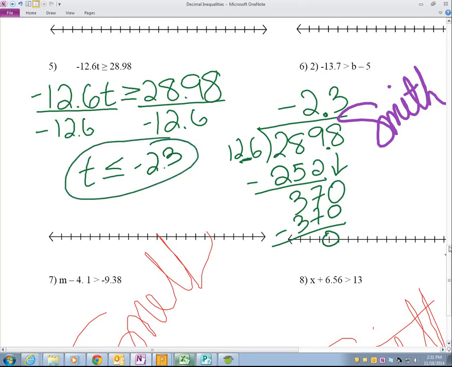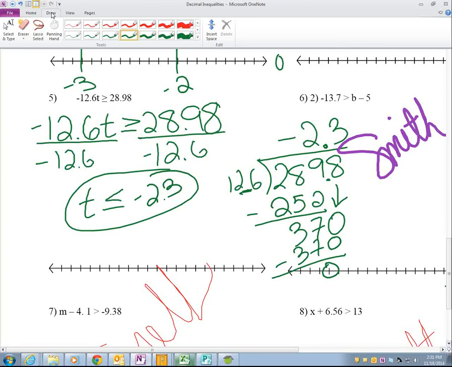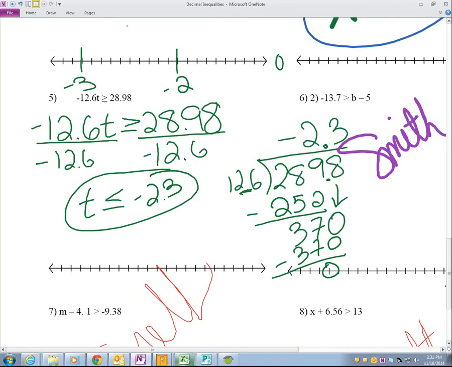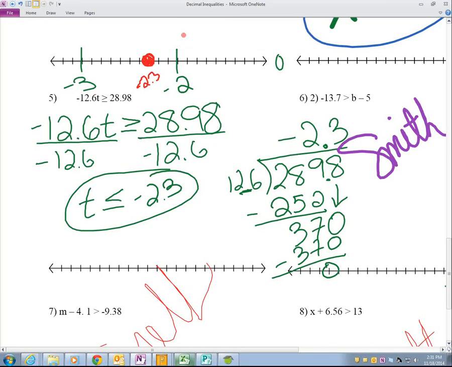Now time to represent it on the number line. I'm just going to go with these. Negative 3. Here's a 0 somewhere over here. 1, 2, 3, 4, 5, 6, 7, 8, 9, 10. Negative 2. 1, 2, 3, 4, 5, 6, 7, 8. I have negative 2.3. Is it equal to? It is equal to. So I'm going to fill this in, and it's going to go to the left because my variable is on the left and the indicator is there. That's what you should have.